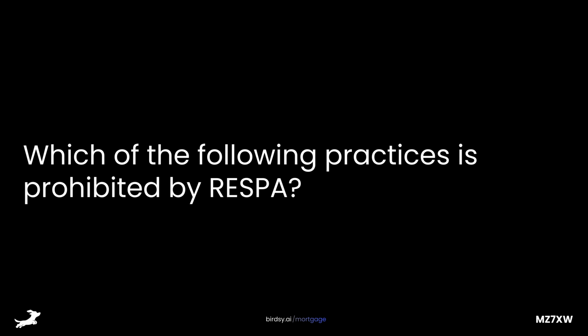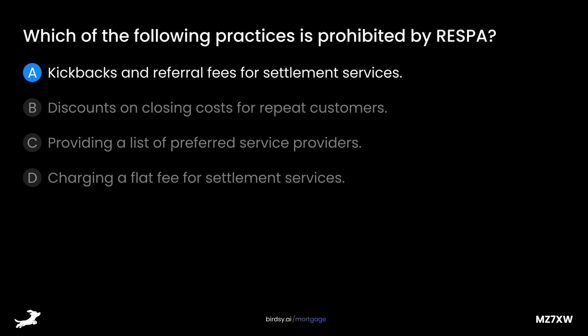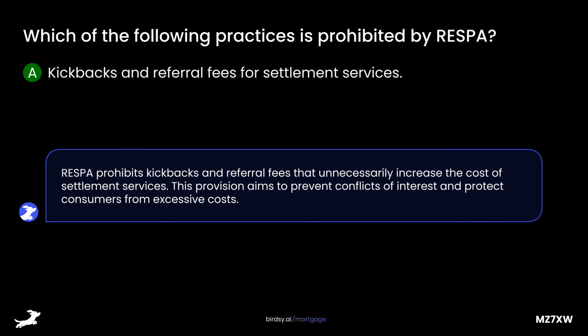Which of the following practices is prohibited by RESPA? Is it A, kickbacks and referral fees for settlement services, B, discounts on closing costs for repeat customers, C, providing a list of preferred service providers, or D, charging a flat fee for settlement services? The answer is A, kickbacks and referral fees for settlement services. RESPA prohibits kickbacks and referral fees that unnecessarily increase the cost of settlement services. This provision aims to prevent conflicts of interest and protect consumers from excessive costs.